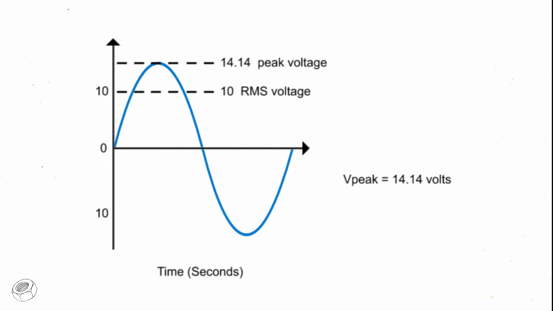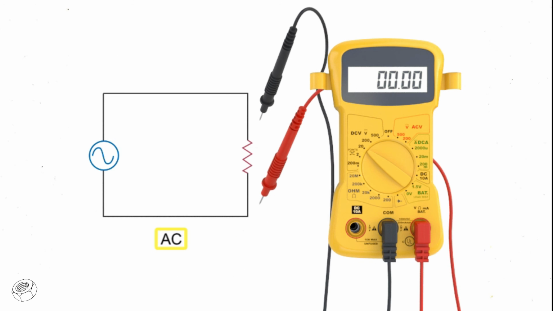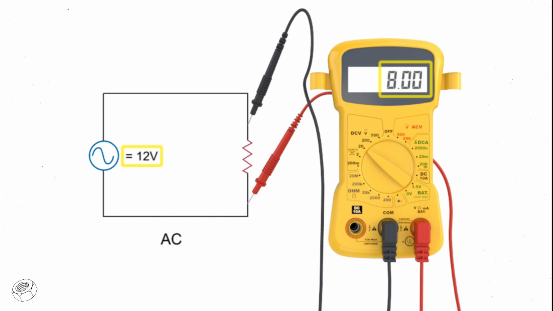You may also want to determine the RMS by dividing the AC peak value of 14.14 volts by 1.414 to get 10 volts or 10 RMS. Therefore, an AC voltmeter connected across the resistor in the AC circuit would read 10 volts.